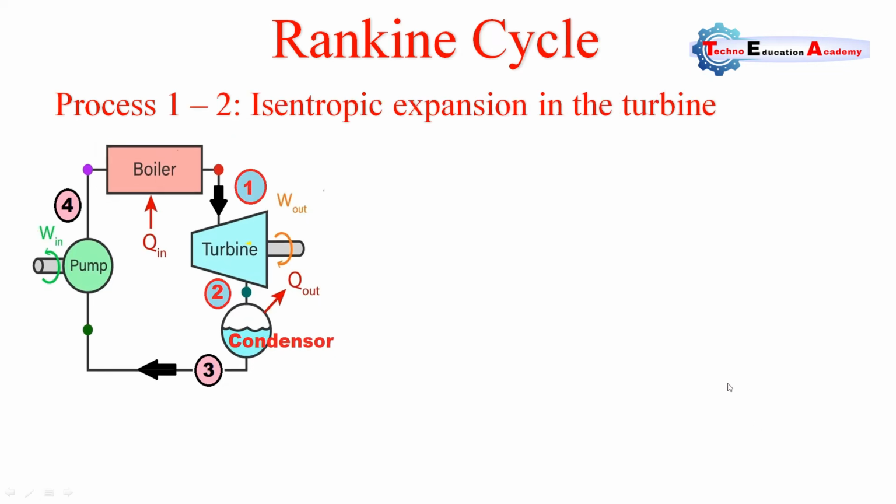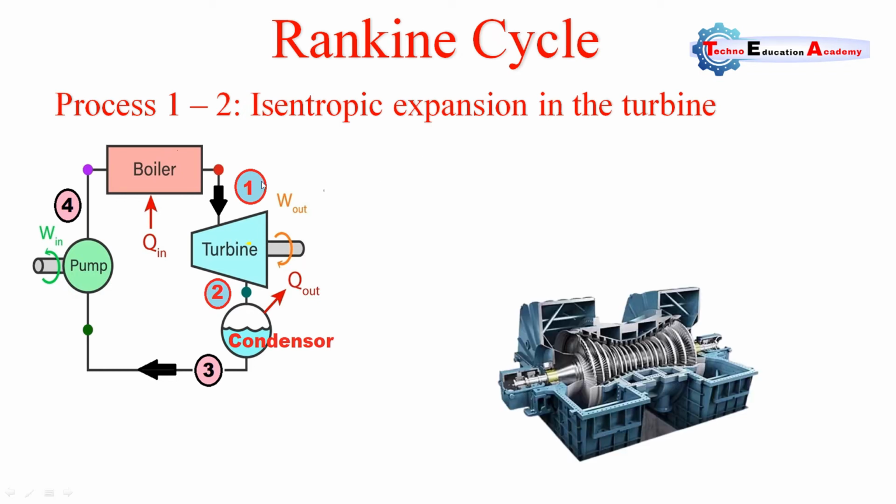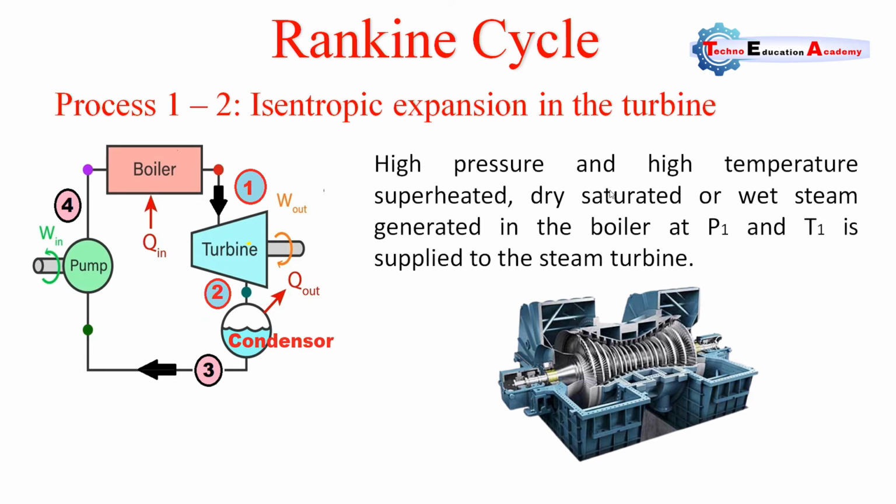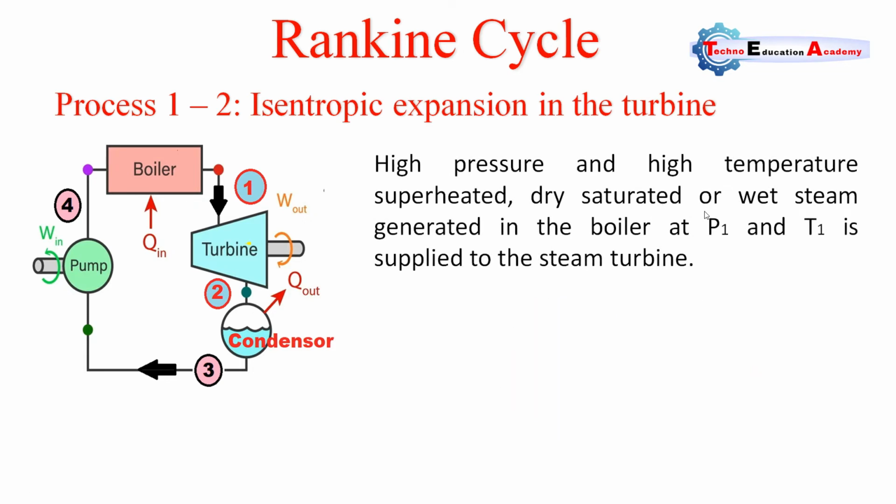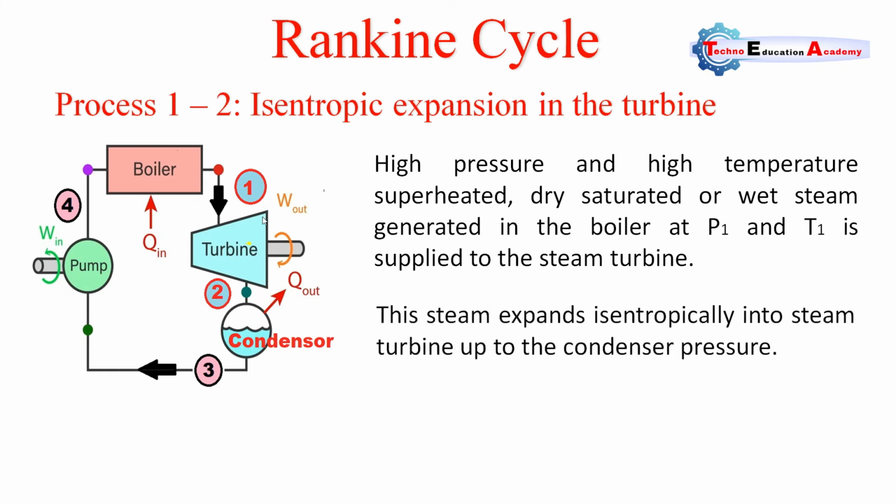Similarly, process 1 to 2 occurs in the turbine, isentropic expansion in the turbine. High pressure and high temperature superheated, dry saturated or wet steam generated in the boiler at P1 and T1 is supplied to the steam turbine. It is also known as an expander, and it is an output device. Whenever the steam expands, its volume increases and the pressure decreases. This steam expands isentropically in the steam turbine up to the condenser pressure.